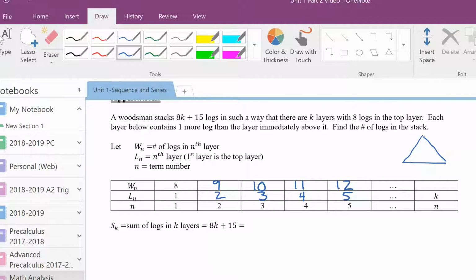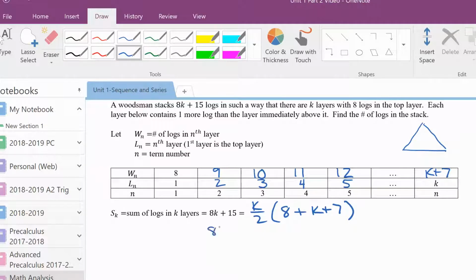And so if you notice, the general formula for this is that whatever layer it is, you add 7, and that gives you the number of logs. So to find the sum, you would take the number of layers in this term, in this case it's k, divided by 2, and then you take the first term, which has 8 logs, and then the last term, which is going to have k plus 7 logs, and then you know the sum is equal to 8k plus 15.